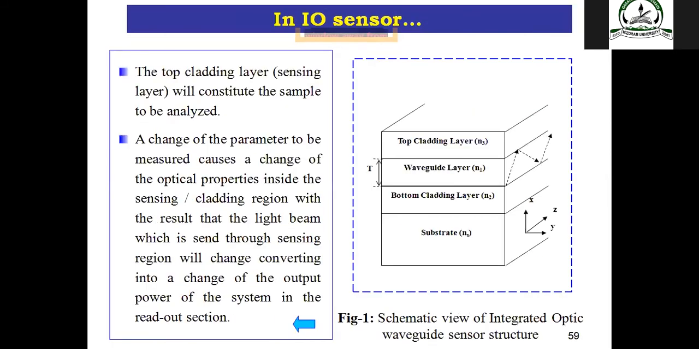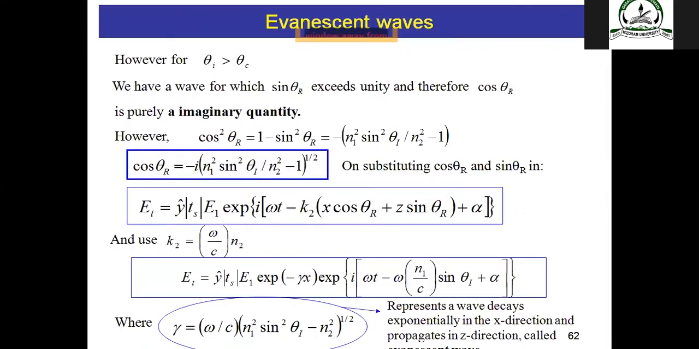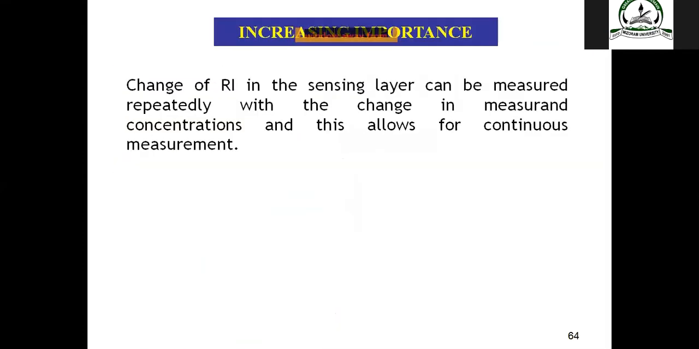Mathematically, we have modeled it. The principle of the waveguide sensor is very well known: total internal reflection is used. This is the critical angle, and mathematically we have represented it.